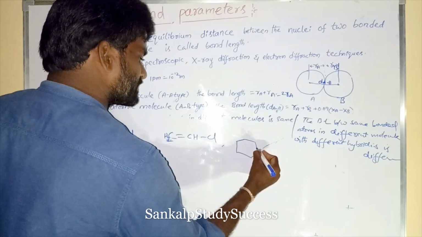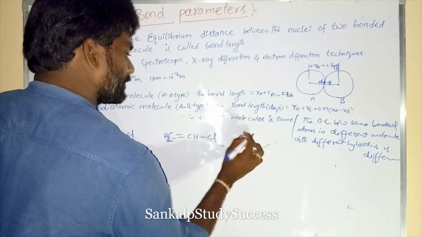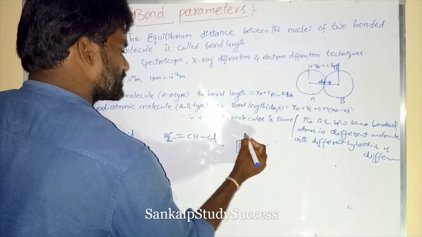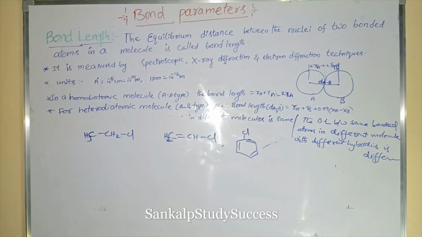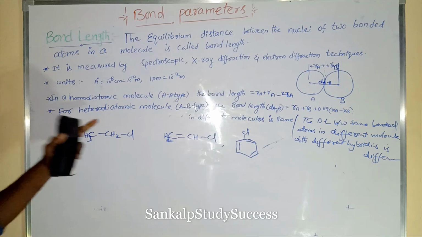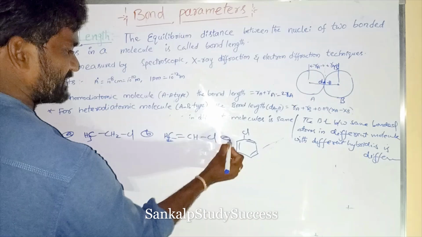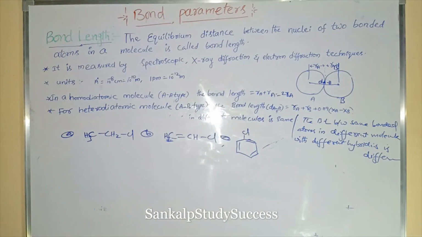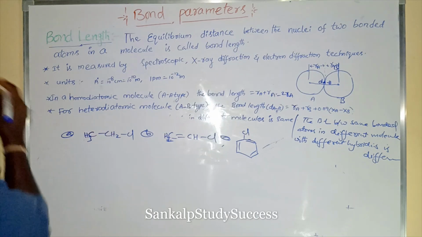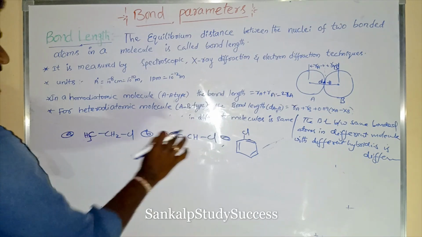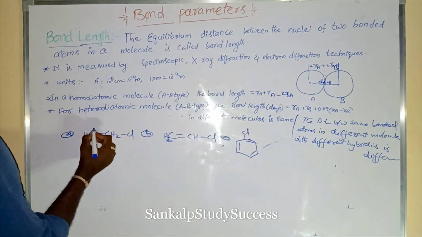And we can take another molecule like chlorobenzene, right? Write the order of bond length of the following molecules A, B and C. This is ethyl chloride, this is vinyl chloride, this is chlorobenzene. So now the order of bond length.